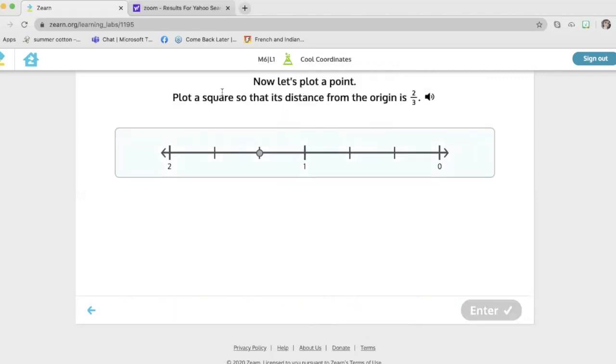Okay, now let's plot a point. Plot a square so that its distance from the origin is 2/3. So remember, we don't use 0 because that would be 0/3, so it doesn't really matter. So we have 1/3, 2/3.